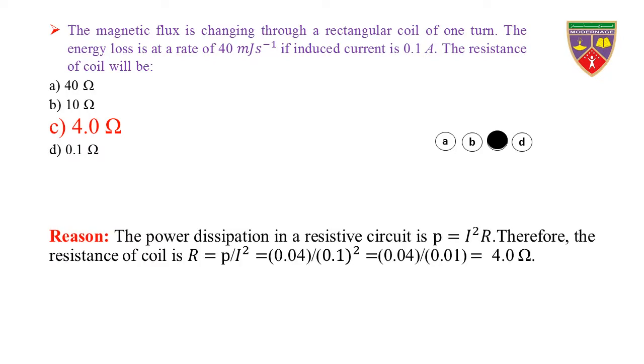Reason: the power dissipation in a resistive circuit is P equals I squared R. Therefore, the resistance of the coil is R equals P divided by I squared, which is equal to 0.04 divided by 0.1 whole squared, which is equal to 0.04 divided by 0.01, which is equal to 4.0 ohms. Hence, the resistance of the coil is 4.0 ohms.